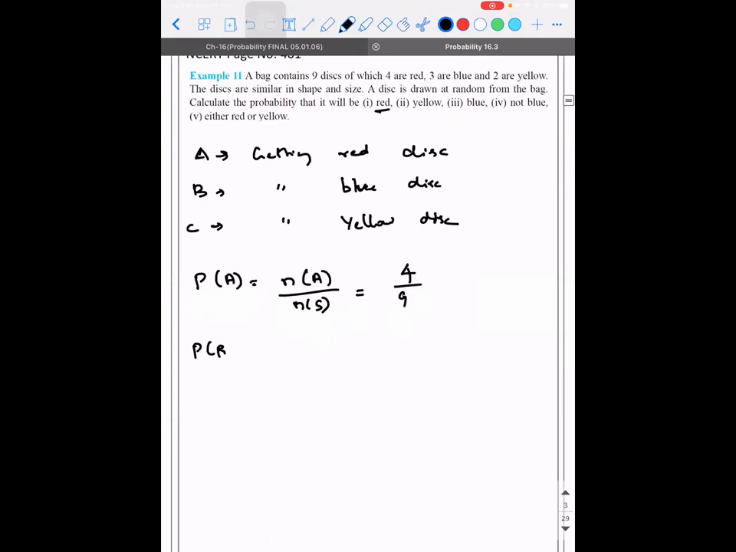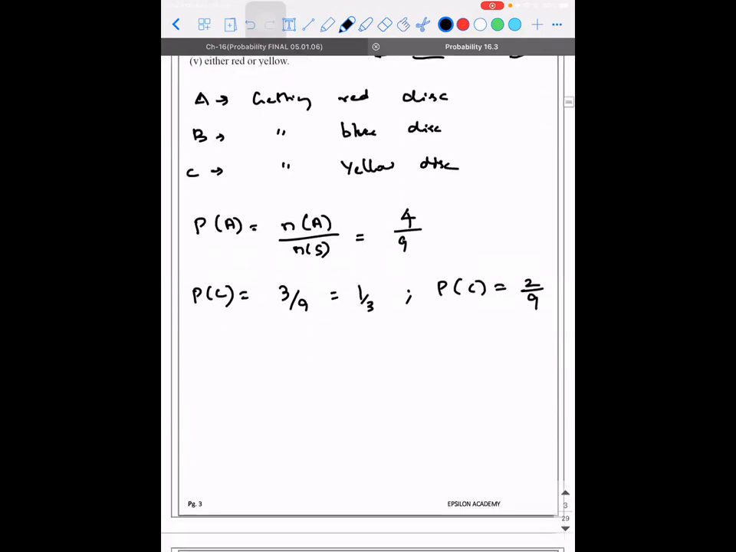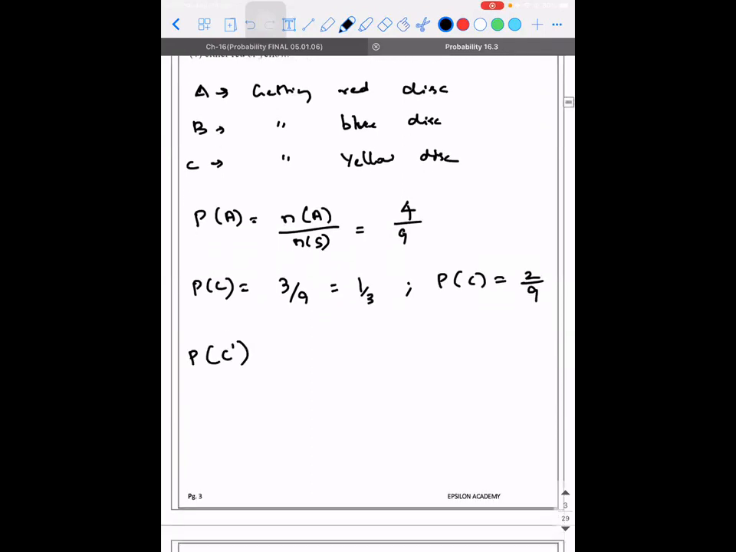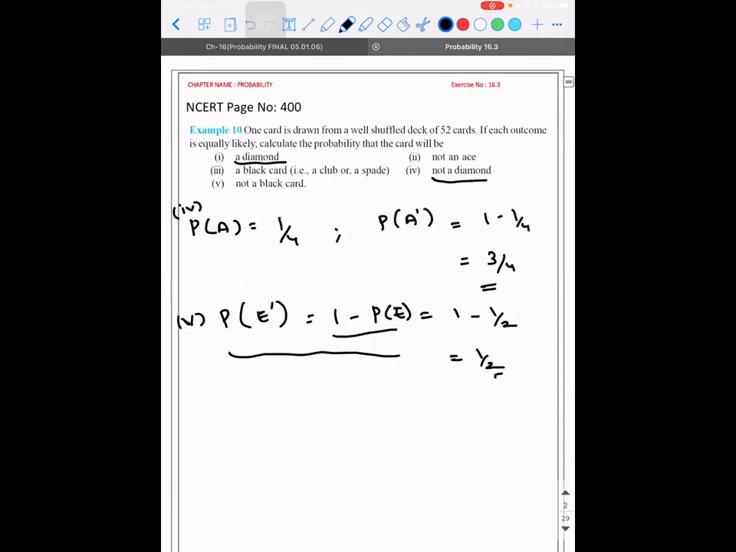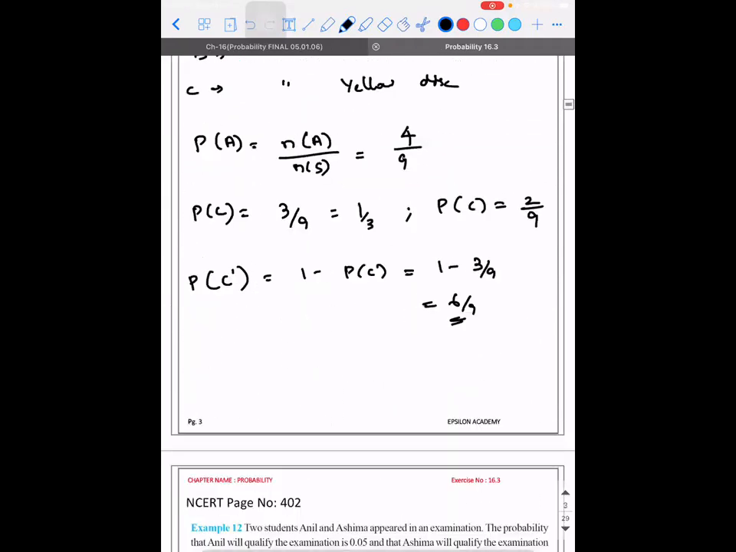Similarly, what is the probability of B? Oh, they are asking yellow, no? Yellow is C. That is the reason they have taken it as A, B, and C. So probability of getting a blue is 3 by 9, that is 1 by 3. So probability of getting a C is 2 by 9. Now comes the question. Probability of not getting blue. Probability of B dash is 1 minus 1 by 3, that is 6 by 9, which is going to be 2 by 3.